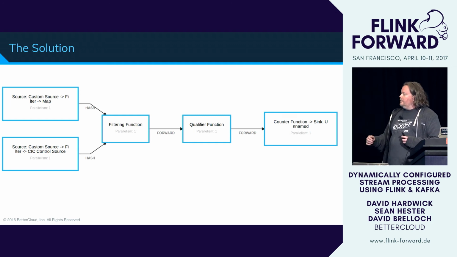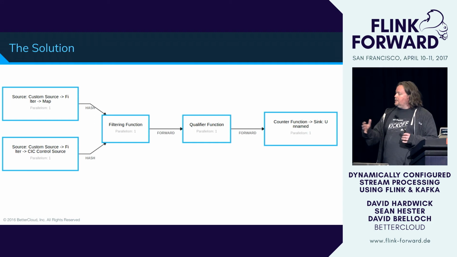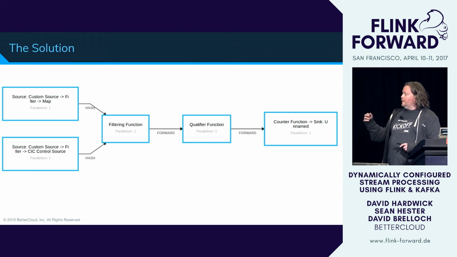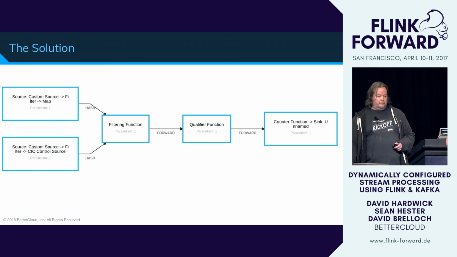That gets forwarded to our qualifier function, which is responsible for actually doing the JSON parsing and the JSON path evaluations for the alert configurations. Then if anything actually matches a particular alert configuration, it's forwarded to our counter function, which keeps a count and then outputs it to our output stream. There's one more big architectural thing. Hardwick mentioned bootstrapping. We'll let David get started, and then he will introduce that one to you.